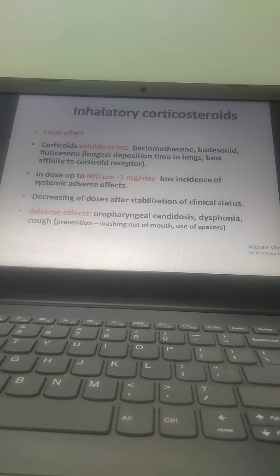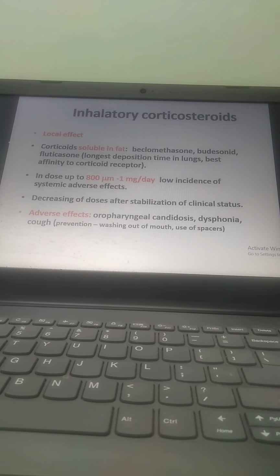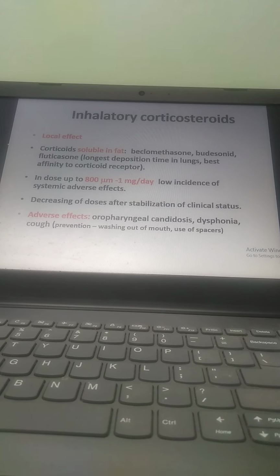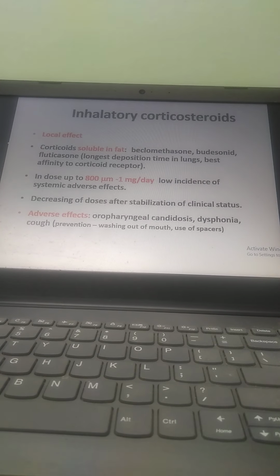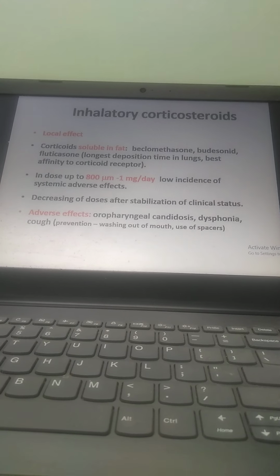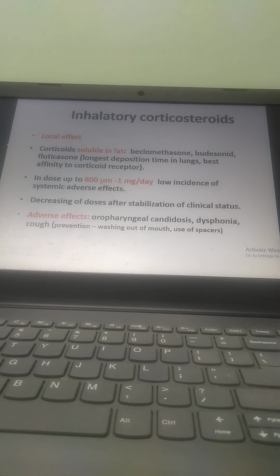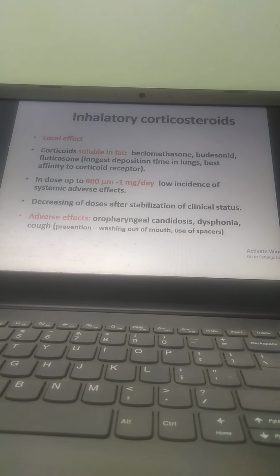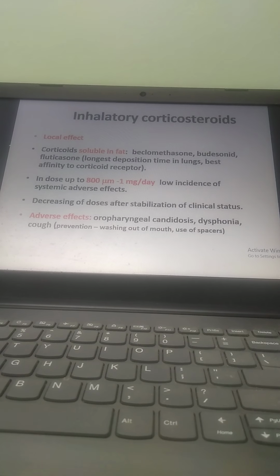Inhaled corticosteroids are also there. That's called the ICS. Local effect is there. Corticosteroids are soluble in fat: beclomethasone, budesonide, fluticasone, with the longest deposition time in lungs. So they remain there for a long time. Best therapeutic corticosteroid receptor effect is there. In doses up to 800 micrograms to 1 milligram per day, you can give it with a low incidence of systemic adverse effects. So it does not go into the systemic compartment. As you know, this is the bad drug. Once it is in the systemic compartment, once it's in the blood, it causes a lot of devastation of adverse drug reactions. So decrease the doses after stabilizing the clinical status.